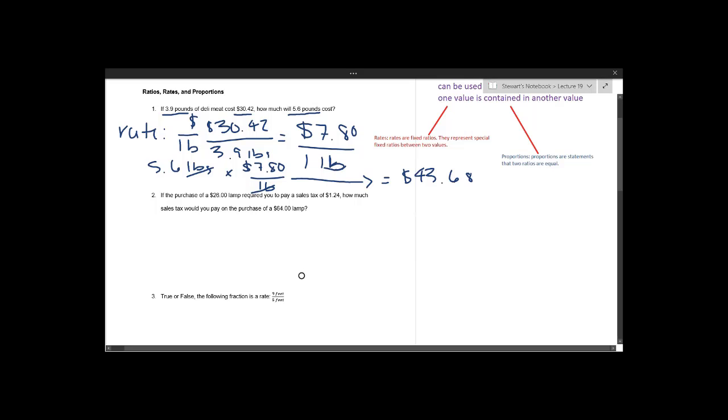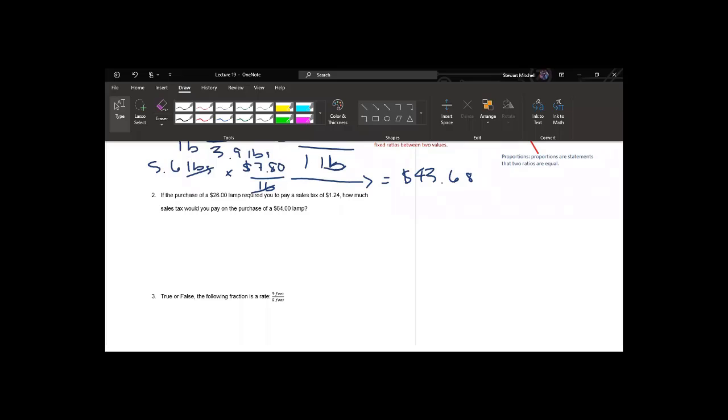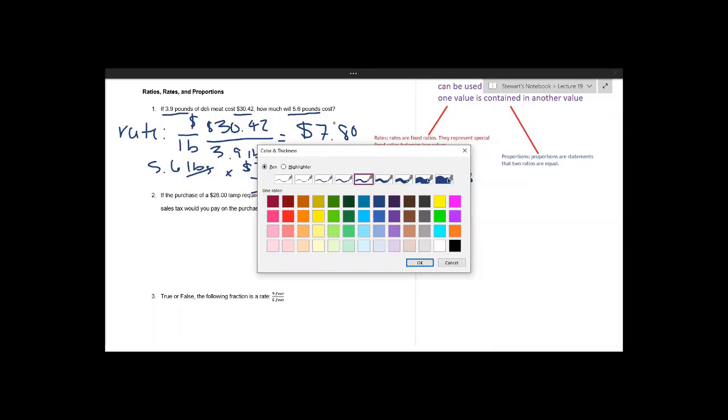Okay, if the purchase of a $26 lamp required you to pay a sales tax of $1.24, how much sales tax would you pay on the purchase of a $64 lamp? Okay, so in this case, we're going to find another rate in terms of a percent. We want to find what percentage of sales tax we paid for this lamp, assuming that sales tax again remains constant, which it usually does. You pay a fixed sales tax rate for whatever area you're in.